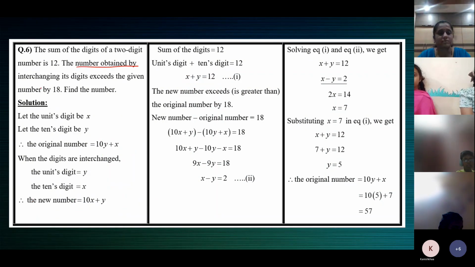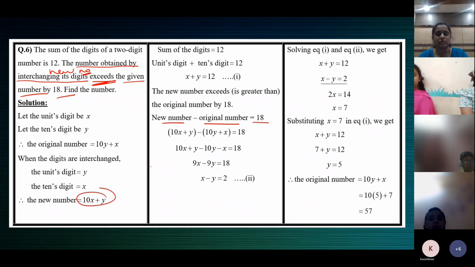The number obtained by interchanging its digits. That means this is the new number. Exceeds, meaning this new number is more. The new number exceeds the given number by 18. The new number is more. So new number minus original number is equal to 18. This is the new number. This is the original number, 18.